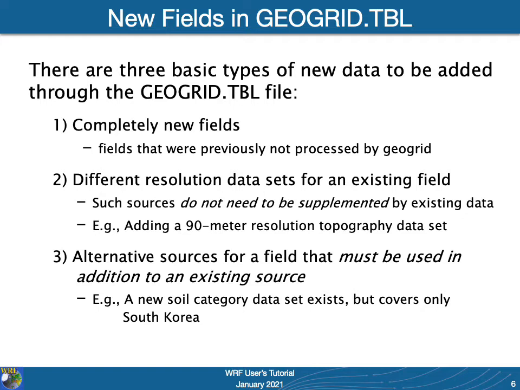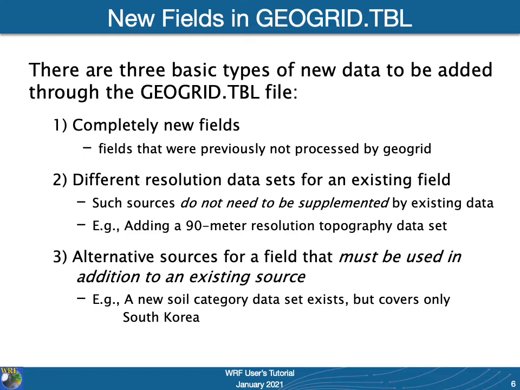The second possibility is that you have a different resolution or different source of data for an existing field. And the key distinction between the second class of data and the third class of data is that in the second class, this new resolution or source of data does not need to be supplemented by any existing data. In other words, this data set can completely cover your entire model domain. So for example, if we had a higher resolution topography data set and we could download an entire globe of data, that's an example of a field that could cover our entire model domain and therefore doesn't need to be supplemented.